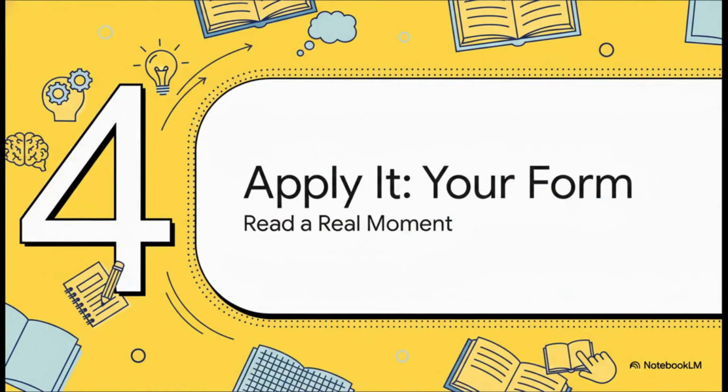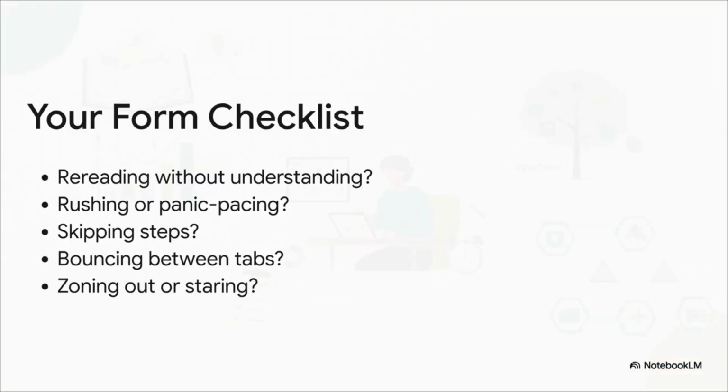Okay, now for the fun part. Let's apply all of this to a real moment from your own life. In the Apply It section of your workbook, we're going to walk through a specific example from your own experience. So for step 1, I want you to think of a recent time you were learning something, like doing math homework or studying for a test. Then for step 2, use this checklist to be honest about what your academic form looked like.